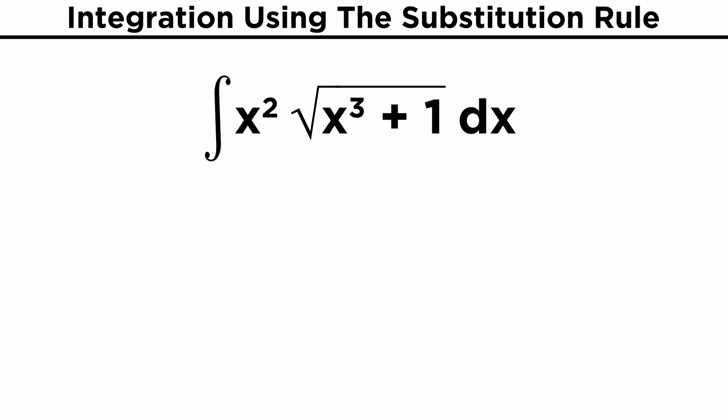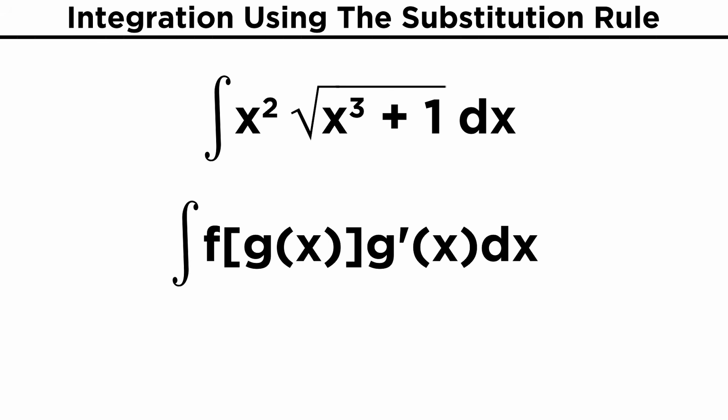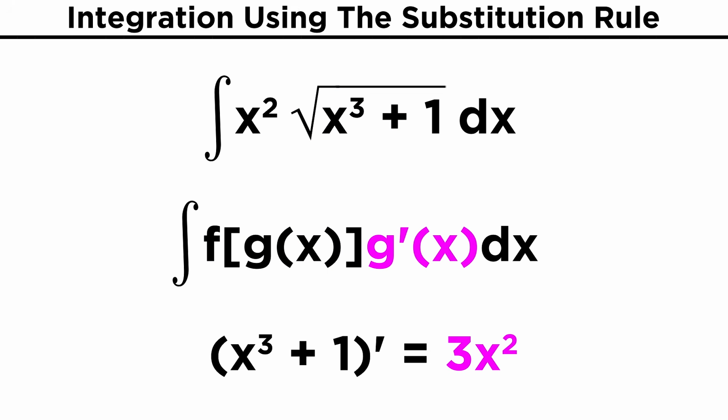Here's another example. X squared times the square root of x cubed plus 1. Is this in the form that we mentioned? If the square root is f and what's inside is g, that does look like f of g of x. But what about g prime? Well, g prime would be 3x squared, and we pretty much have that, so let's give this a try and see what happens.